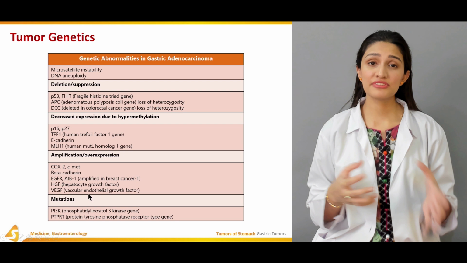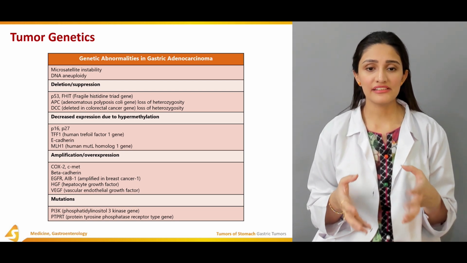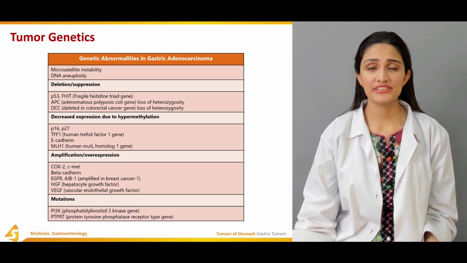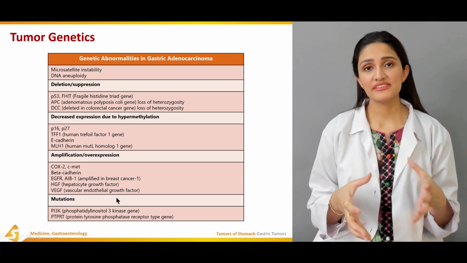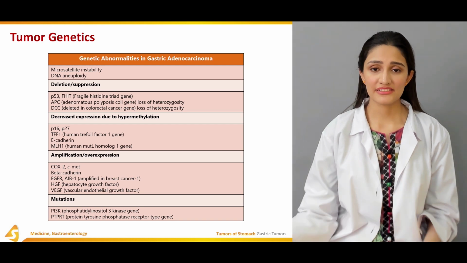And lastly, the mutations within PI3K, which is the phosphatidylinositol 3-kinase gene, and then the protein tyrosine phosphatase receptor type gene. The mutations within these genes can also predispose to the development of gastric cancer.